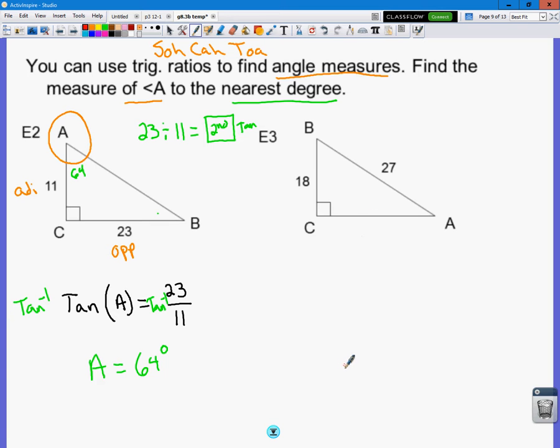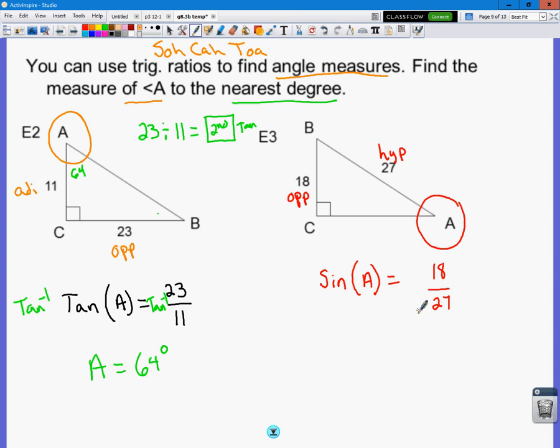Example 3. Where do I want to start? I want to start at A. And I want to label the parts. What is the 18? Opposite. And what is the 27? Hypotenuse. What function do I want to use? The sine. What am I taking the sine of? Taking the sine of A. And it will be equal to the opposite, 18, over 27.